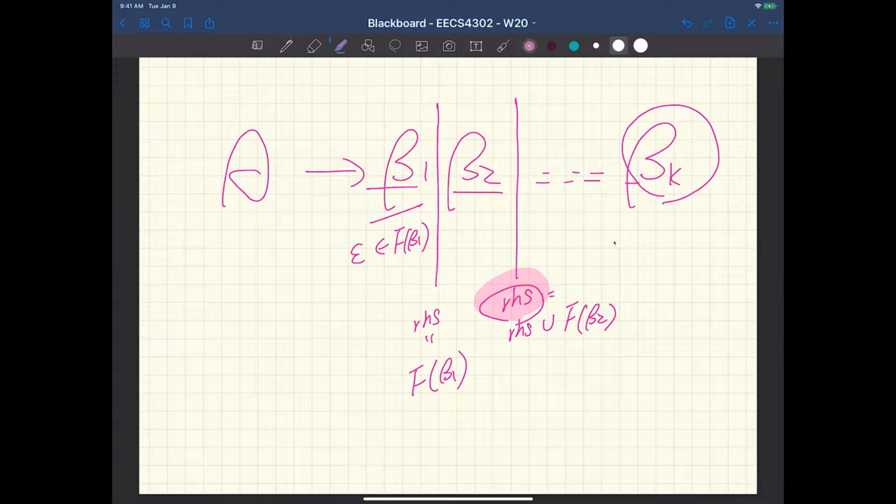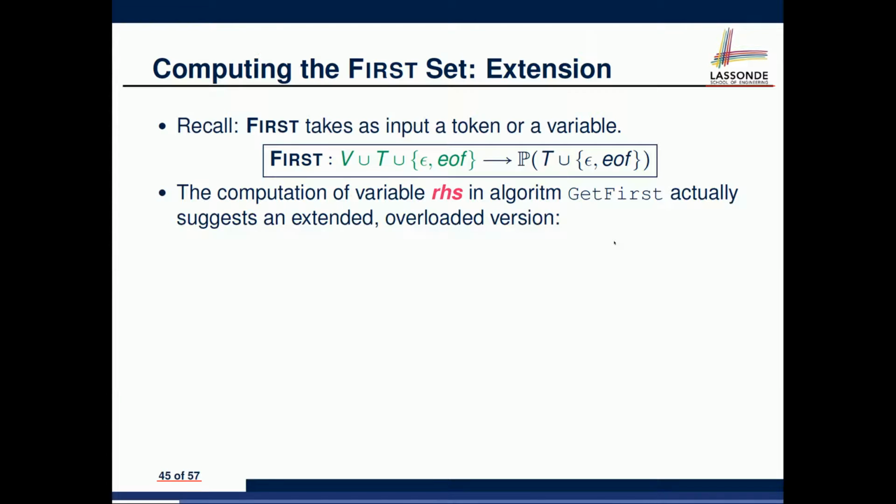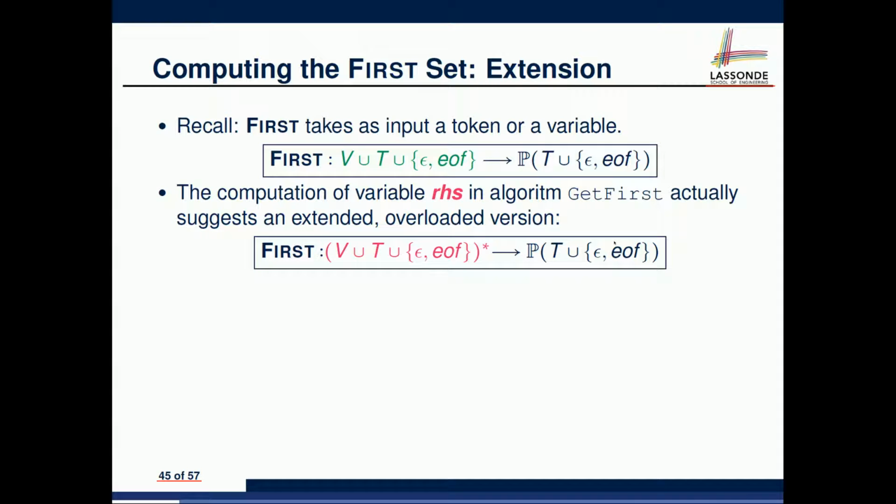Anyway, just pay attention to the right-hand side. Okay, let me go back to the slides. So now what we want to do is to have another version of first. I call it overloaded, just like a different argument. It's more like a Java term. So now the first, you can see the argument is different.